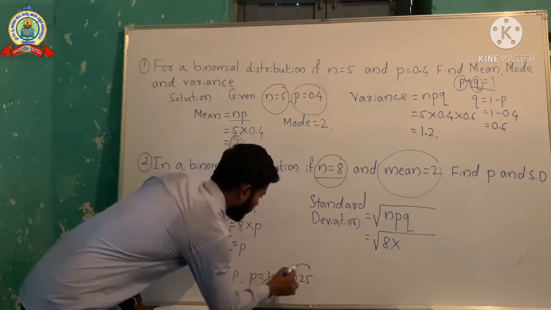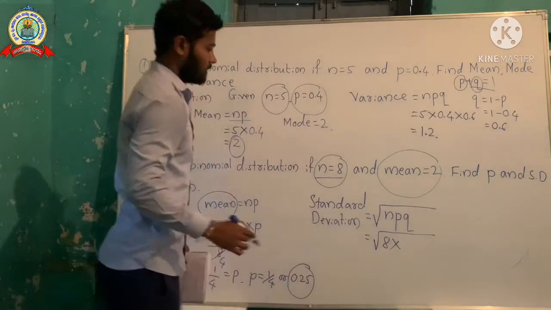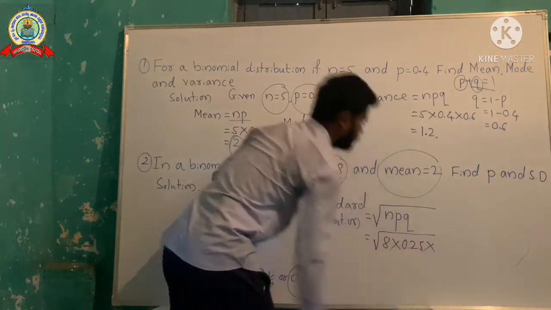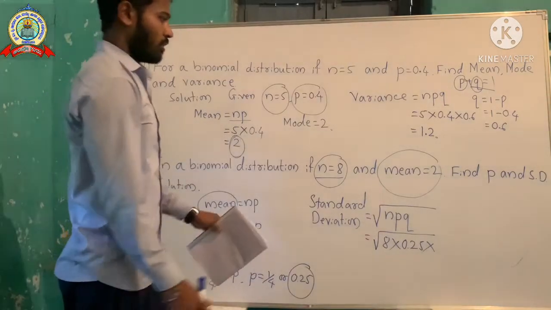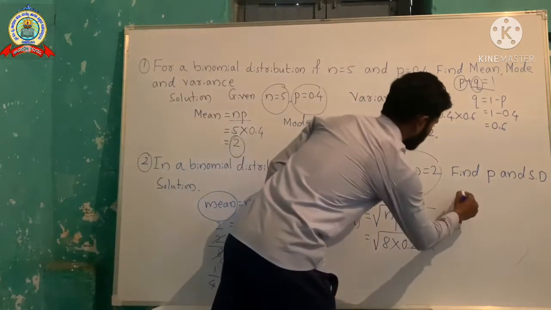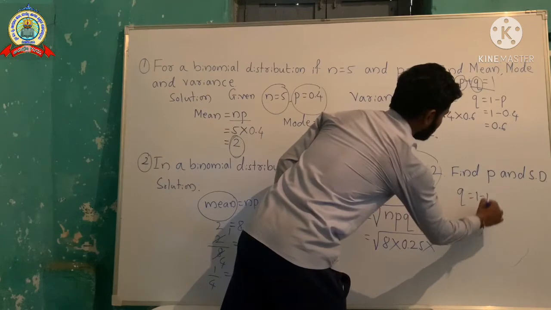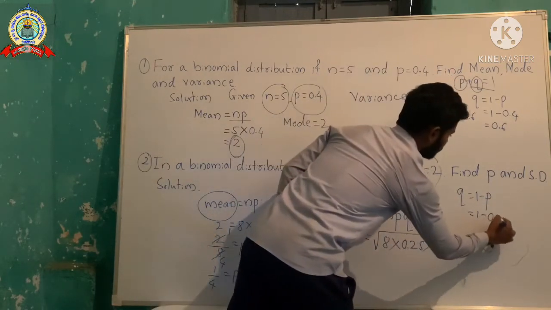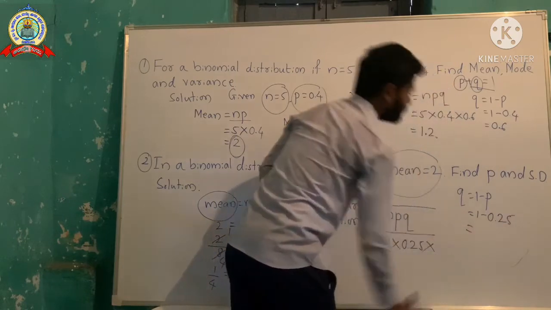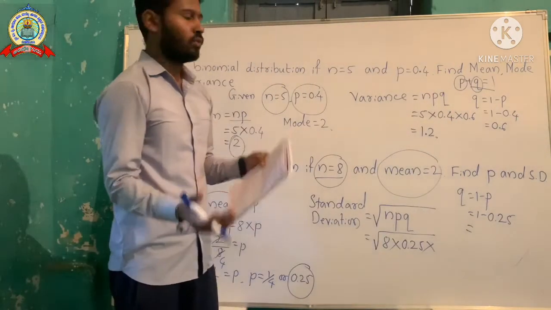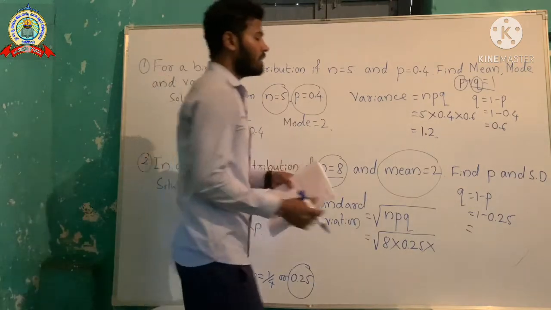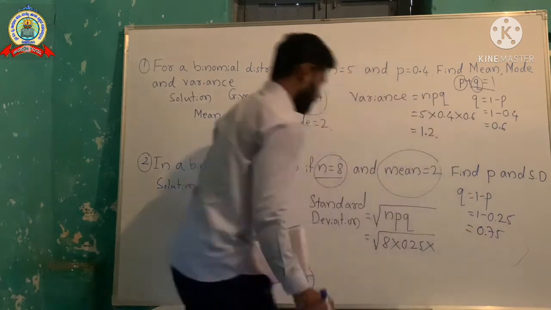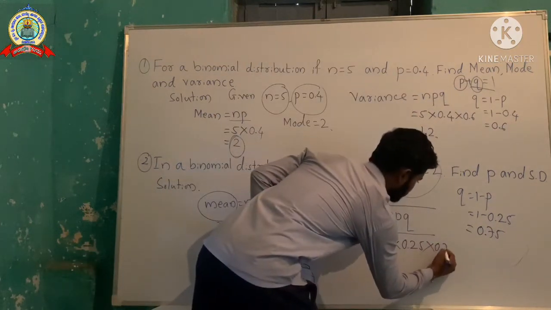So that is 0.25. We have to find out the q value, which is not given in this problem. It is easy to calculate. So q is equal to 1 minus p. So 1 minus, what is the p value? 0.25. So from 1 we have to subtract 0.25. So ultimately we will get 0.75. Clear?